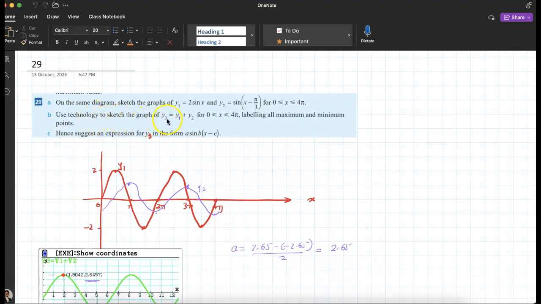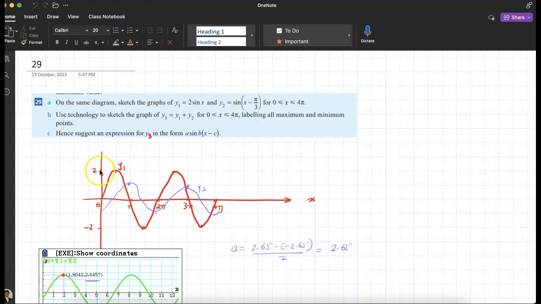Use technology to sketch y3 is equal to y1 plus y2. So this you have to, obviously, transfer from the screen to paper. You look at the max and min. Obviously your amplitude is 2 and this amplitude is 1. Correct? So the red graph is your 2 sine x and your purple graph is this x minus pi by 3. Means it shifted pi by 3 to the right, as you can see.